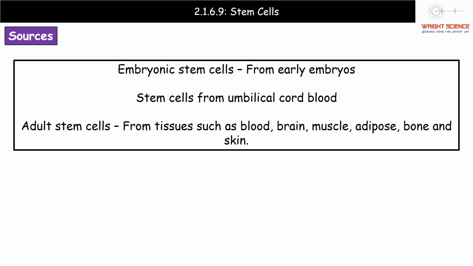Then we also have the adult stem cells, and these are the ones that you find in your body at the moment, which are going to be from tissues like the blood, your bone, your skin, muscle, etc.